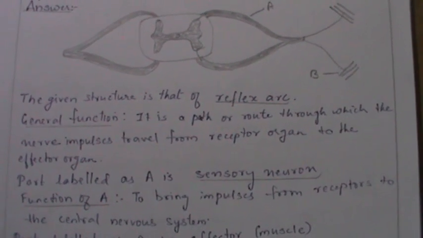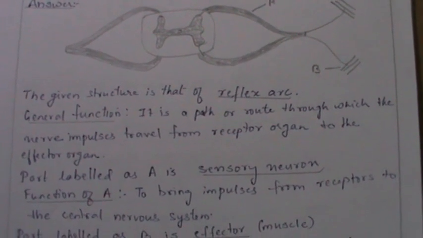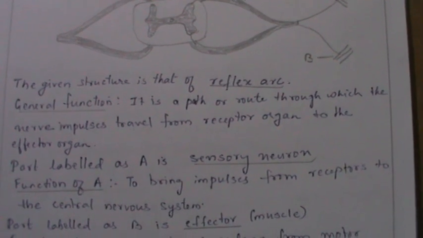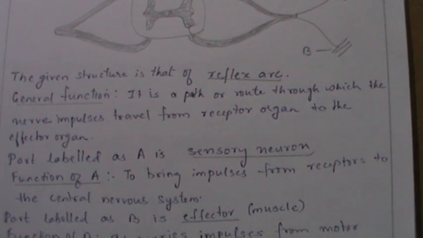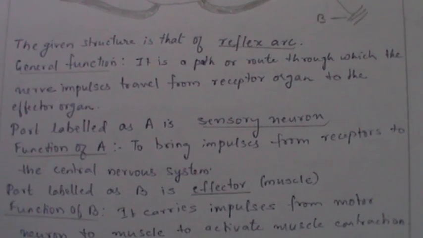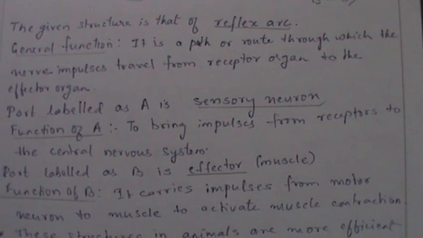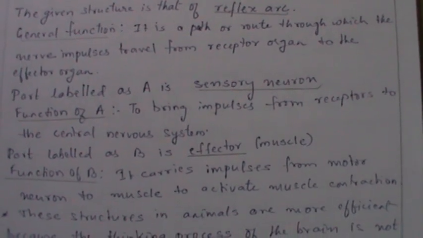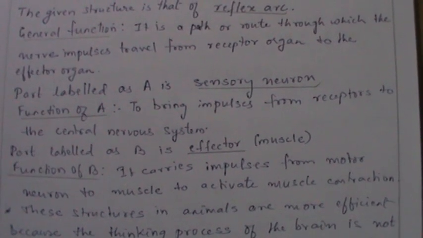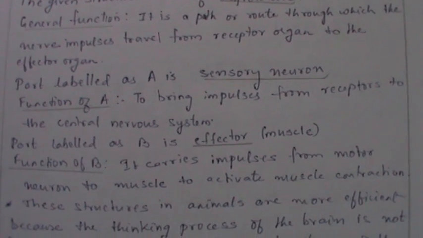The given structure is that of a reflex arc. General function: it is a path or route through which the nerve impulses travel from receptor organ to the effector organ. Part labeled as A is the sensory neuron. The function of A is to bring impulses from receptors to the central nervous system.